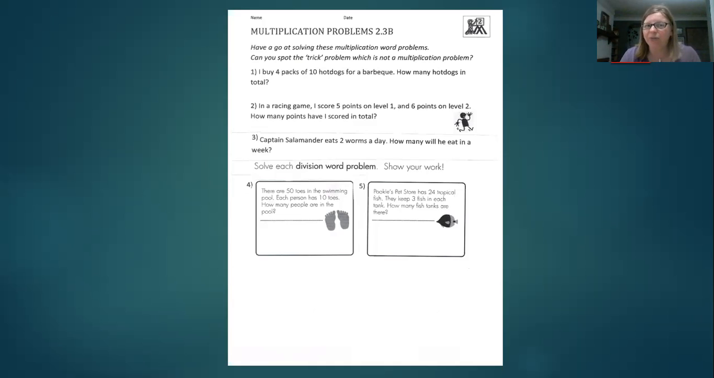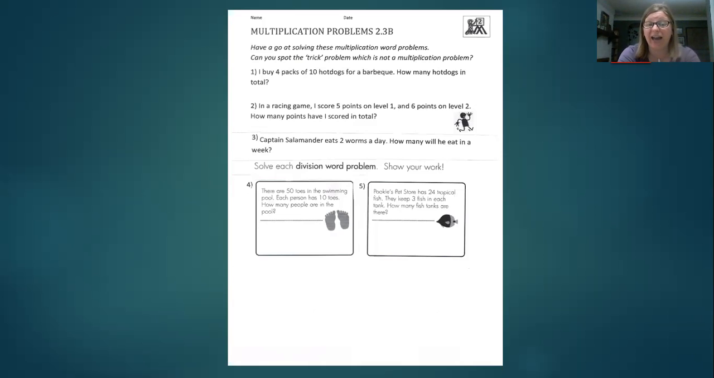So have a go at solving these multiplication word problems. So number 1, 2, and 3 belong to that section from that website. And it says, can you spot the trick problem, which is not a multiplication problem? So you need to figure that out. I'm just going to go through these first three questions for you, and then I'm going to lead you through the next 2 sections as well.